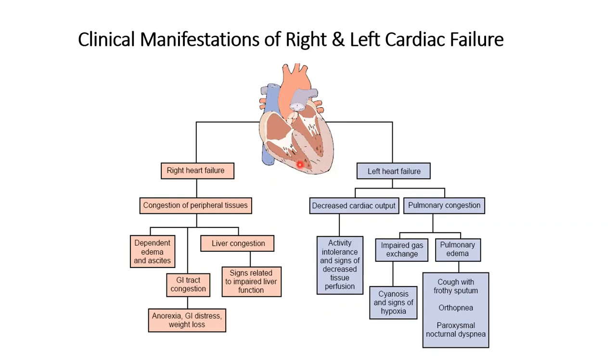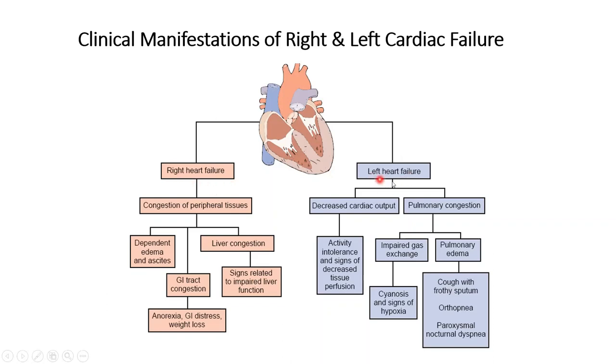However, for descriptive purposes, we'll just list down everything that happens purely, say, in a right heart failure. You'll have congestion of peripheral vessels. You can imagine whatever was coming up to the heart has basically come under pressure. You will have all sorts of edema, ascites, collection of fluid inside the abdomen. The gastrointestinal tract will be congested. You will have all sorts of issues. These are the symptoms: weight loss, general distress of the gastrointestinal tract. You have liver congestion, signs of impaired liver function. They are there. So this is basically if the right heart goes out.